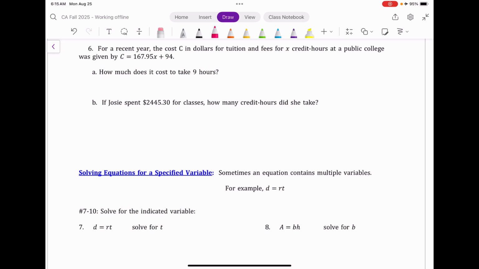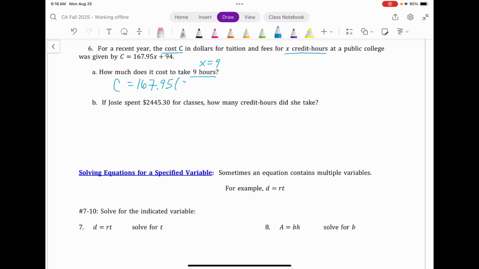Okay, on this one, it's an application problem of a linear equation. So for a recent year, the cost C in dollars for tuition and fees for X credit hours at a public college was given by that equation. And part A says, how much does it cost to take 9 hours? Okay, so what we need to identify is our X or a C. And so it's credit hours, so we know X equals 9. So we're going to plug that into our cost equation.